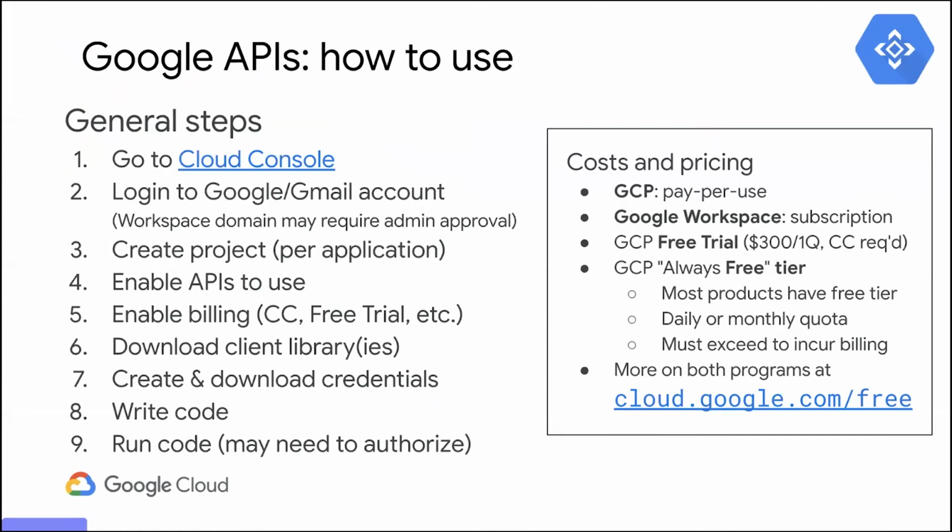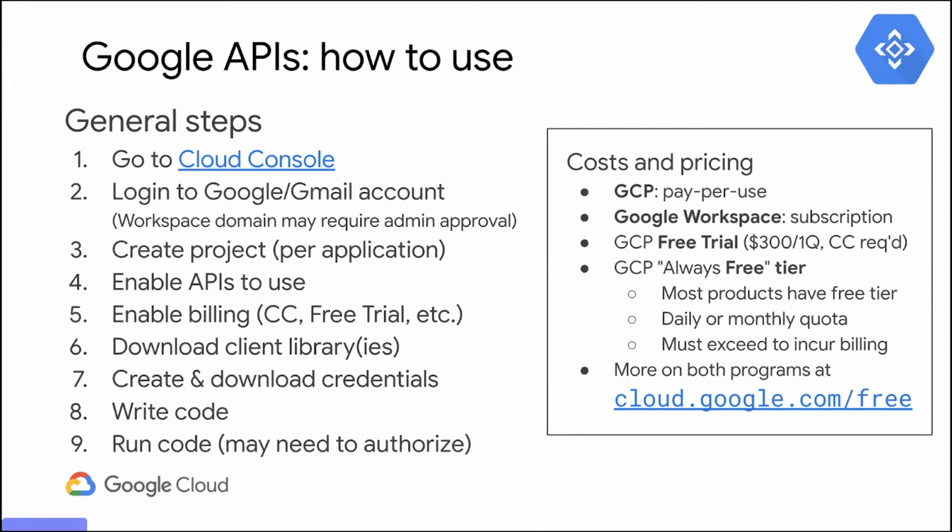So how do you use Google APIs? We have a Cloud Console, so you can find that pretty easily. You will log in with your Google account, whether it's a consumer Gmail account or your professional Google account. You will create a project. So for every application you write using Google APIs, you will create a project, sort of like a logical container for all the resources you're going to use.